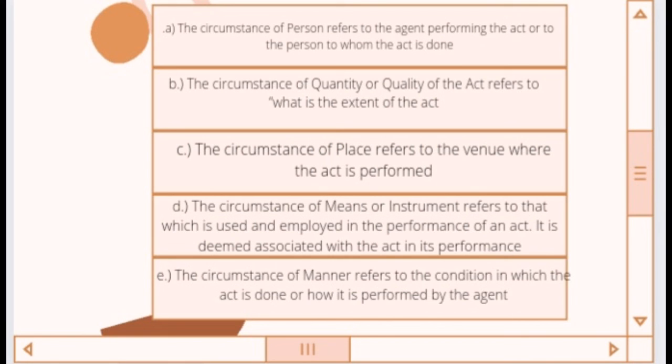And the fourth circumstance is by means or instrument. This refers to that which is used and employed in the performance of an act. It is deemed associated with the act in its performance. And the last one is the circumstance of manner. This refers to the condition in which the act is done or how it is performed by the agent.